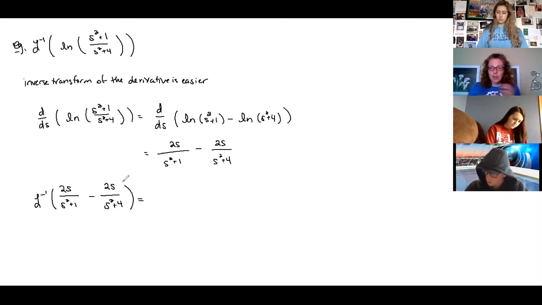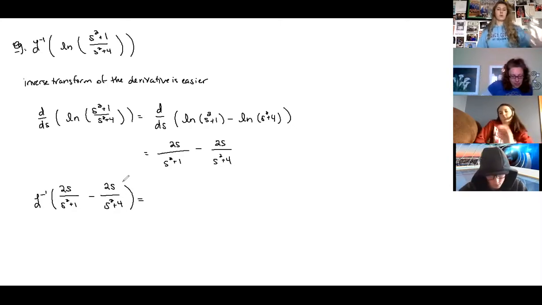Front of the book. Look in the front of your book. These should both be there. You should be able to find both of these.